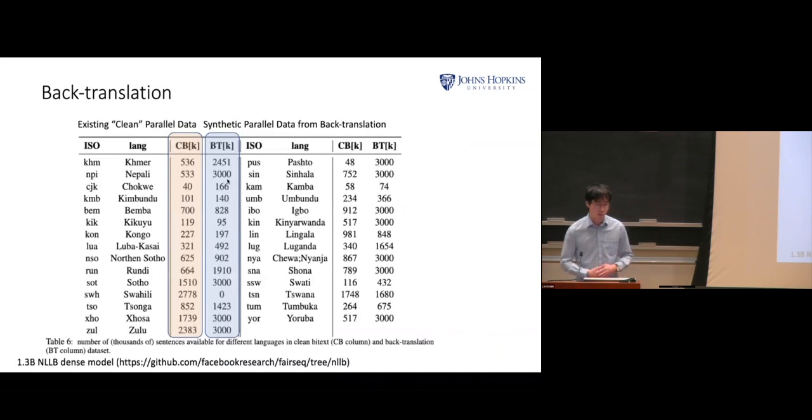So first of all, just a quick overview of the language data we used. We performed the experiments on many low resource languages such as Khmer, Pashto, Nepali, Sinhala, and also 25 extremely low resource African languages that belong to the Bantu-Congo language family. For the back translation, CB stands for clean bitext, and BT stands for back translation. For back translation, we use a 1.3 billion NLLB dense model to translate the monolingual data from those low resource languages to English and form the parallel corpus.